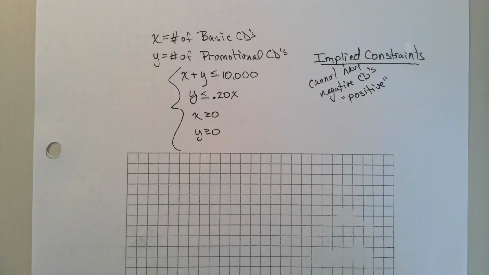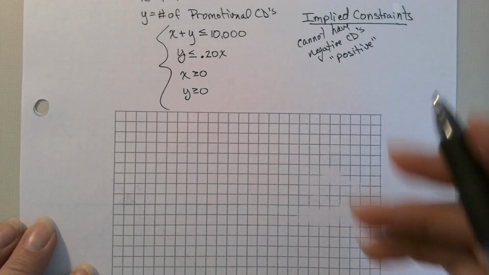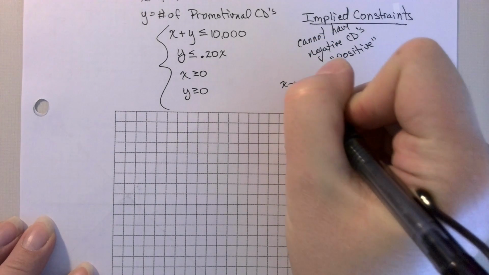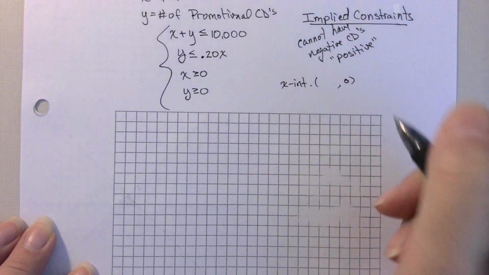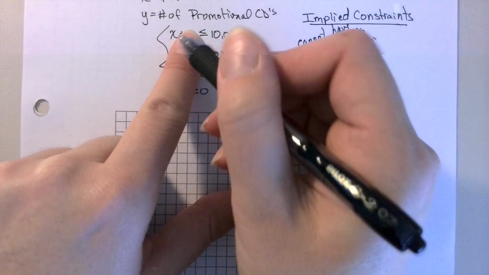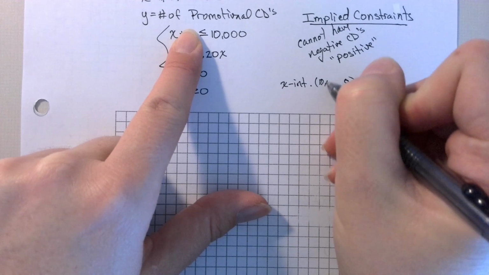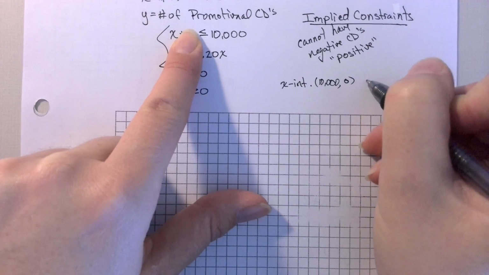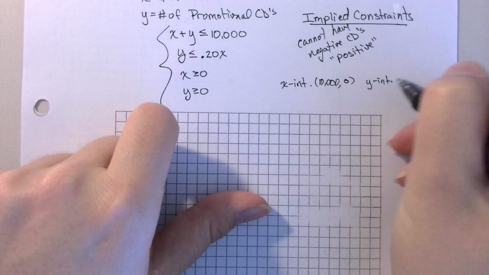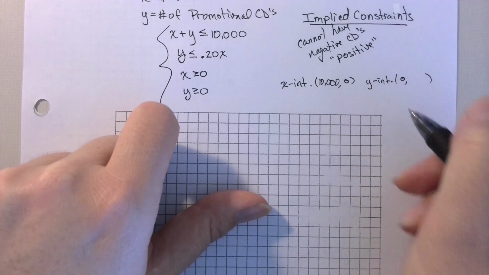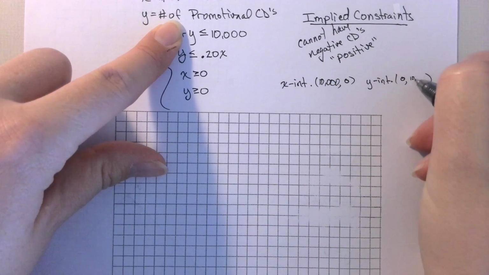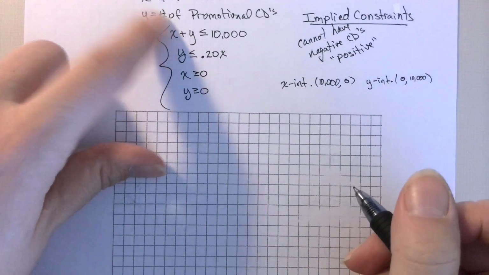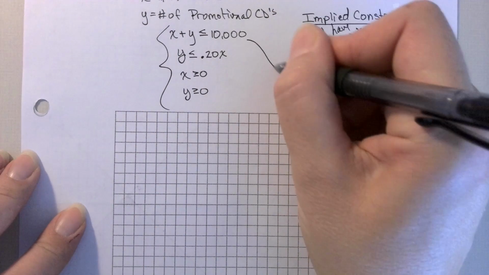If I'm using my X and Y intercepts, I know that my X intercept will always have a 0 in place of the Y value. And if I plug the 0 in, I get X is less than or equal to 10,000. And then my Y intercept has the 0 value for X, and I get Y is less than or equal to 10,000. So that's a pretty nice one to do. And so we're going to graph that.